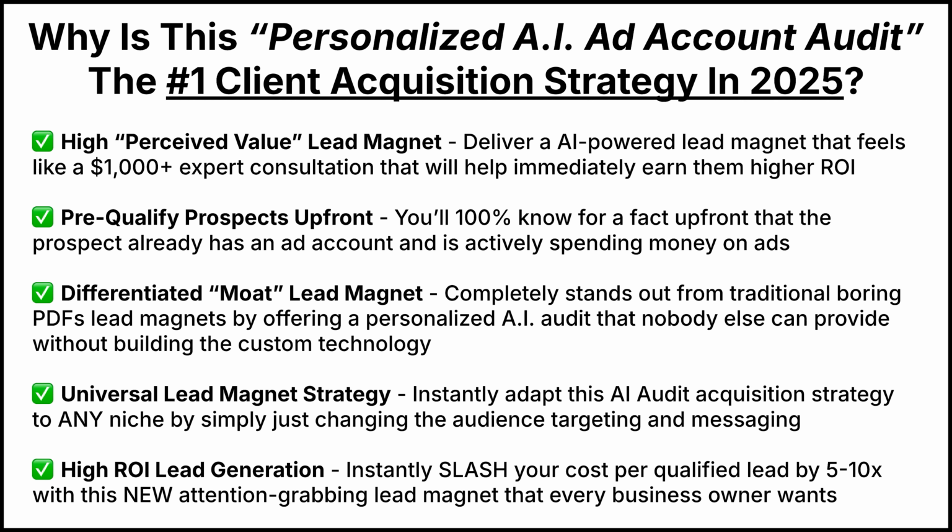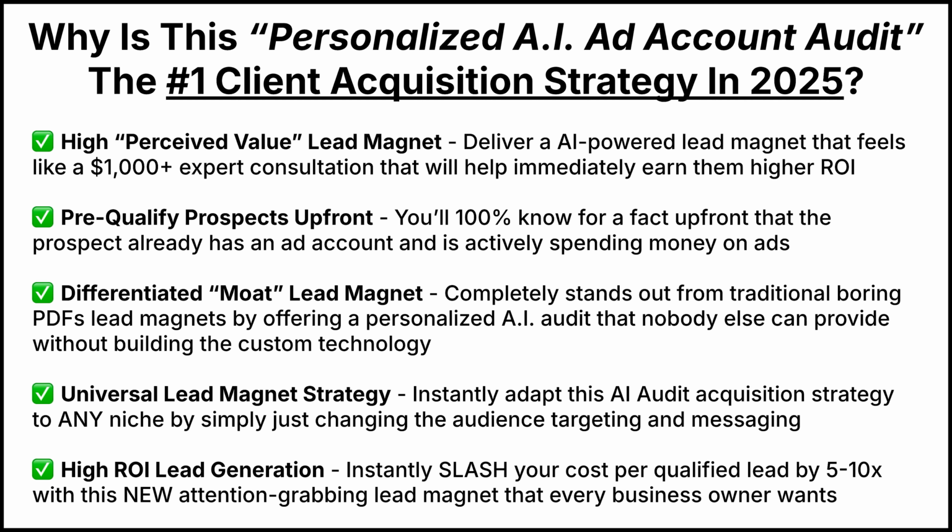Number 3, it's a differentiated moat lead magnet, meaning that it completely stands out from the traditional boring PDF lead magnets by offering a personalized AI audit that nobody else can provide without actually building this custom technology, which we've done. Number 4, it's a universal lead magnet strategy, meaning that you're able to instantly adapt this AI audit acquisition strategy to virtually any niche for your marketing agency by simply changing out the audience targeting and the messaging on the landing page for the lead magnet.